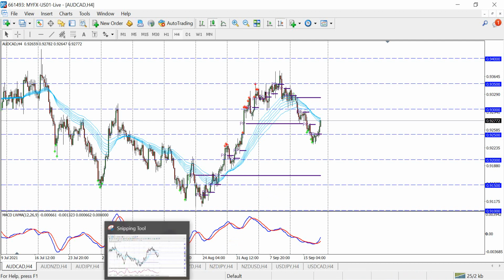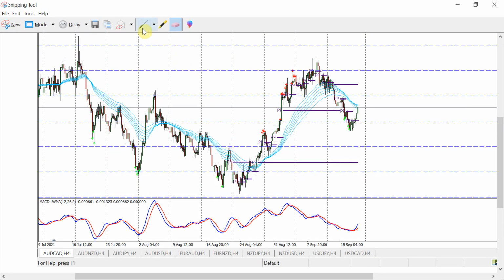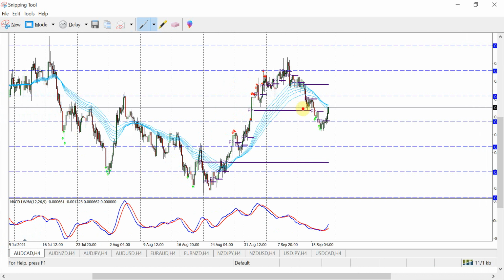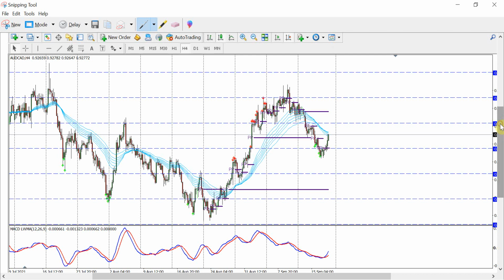So I've just taken a screenshot of the first pair, and we'll use this just to explain what indicators we have on the screen, and then we'll go into the analysis.